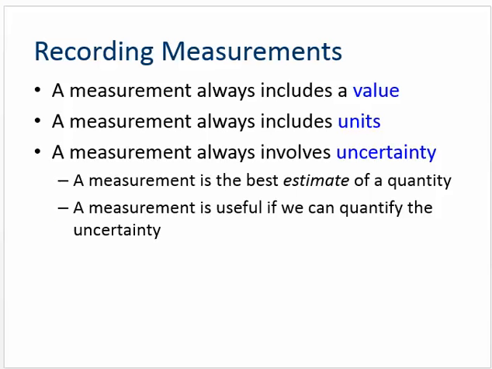Okay, some things we need to know. Measurements always have a value, that would be like 4.7. They always have units, centimeters, all right? They always have some type of uncertainty. At the end, we're not exactly certain if it's 4.71 or 4.69, but there is always some type of uncertainty. A measurement is usually our best estimate.